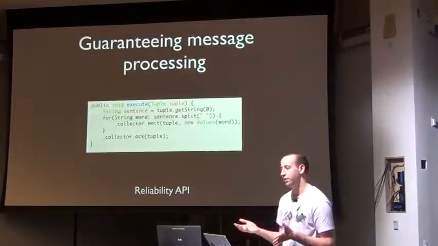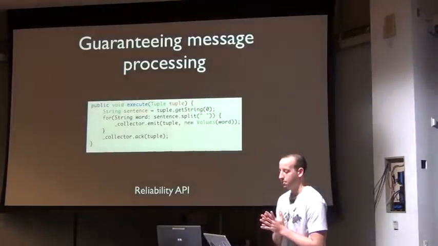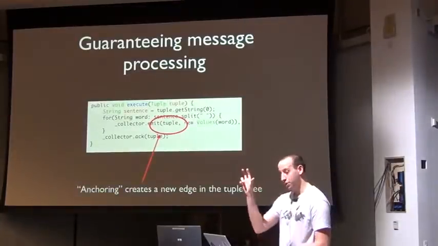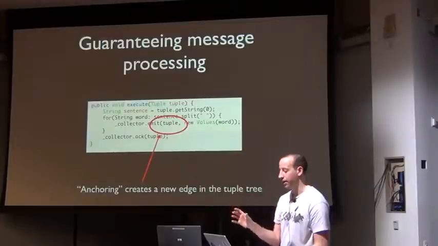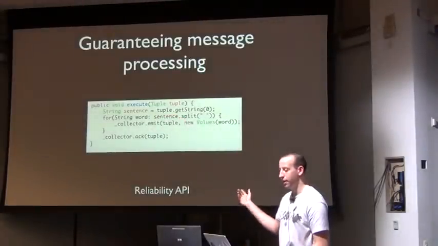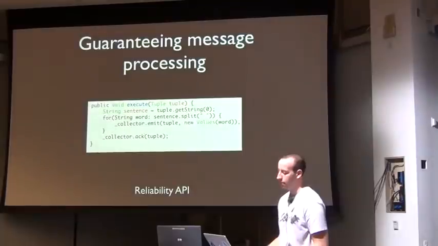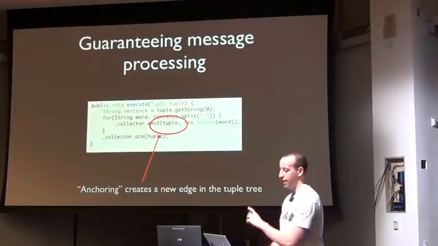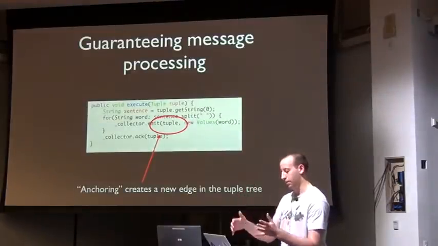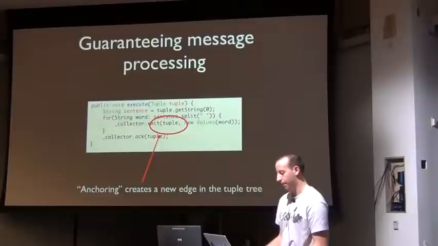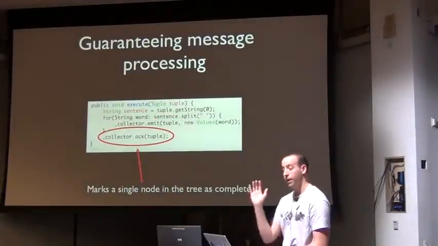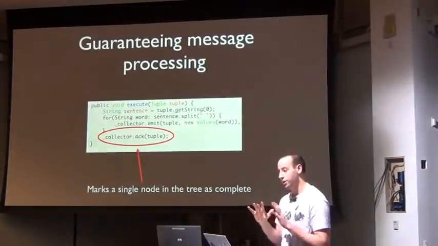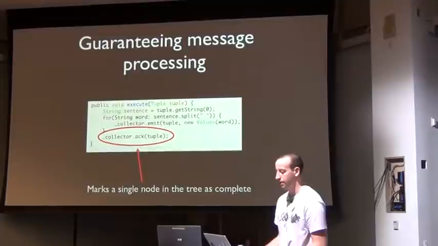Now, there's a few things you need to do as a user to take advantage of this message processing guarantee. It's two things. First, you have to tell it when you create a new edge in that tuple tree. This is called anchoring. So here's an implementation of the split sentence bolt in Java. You can see here that when we emit every word for the sentence, we anchor it to that original sentence tuple. That just creates an edge. And then when you're done with the tuple, you have to mark it as complete. You do that by calling ack on the output collector. That's all you have to do, and then Storm will take care of the rest of guaranteeing data processing.